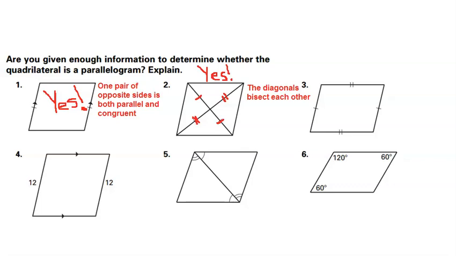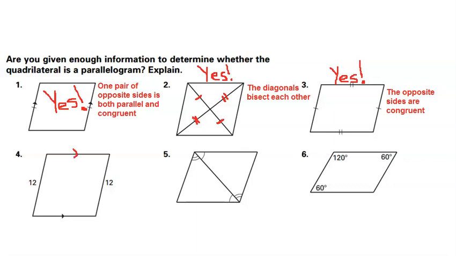All right, we look at number 3. And once again, number 3, that's going to be a big ol' yes. The reason is if the opposite sides are congruent, then that means it is a parallelogram. So 1, 2, and 3, it said, do you have enough information? Yes, absolutely we do.